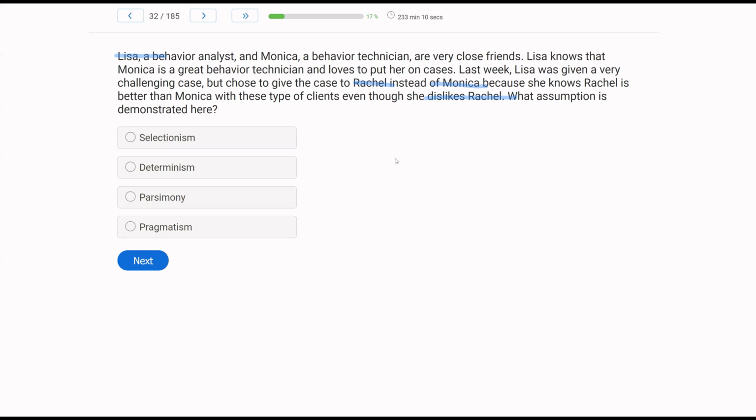What about parsimony? Parsimony has to do with the simplest explanation. It might not be the simplest explanation for Lisa to give Rachel the client, considering she dislikes Rachel, but it is pragmatic. It is D. And what makes it pragmatic? Because it is simply based on this objective idea that Rachel is going to be better for the client. Nothing more, nothing less. It is very pragmatic by Lisa, regardless of other feelings, other ideas. It is objectively better. She gives the case to Rachel. So the assumption demonstrated here is pragmatism.